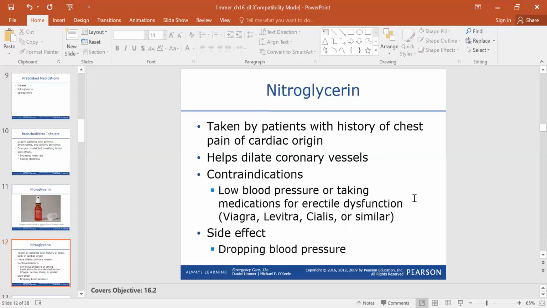So on top of that, why would you also not want to give your patient nitroglycerin if they take any one of these drugs right here? Viagra, Levitra, Cialis. Let me see, Drake. Why would you not want to give your patient nitroglycerin if they have taken any one of these drugs on the screen? Because those drugs do the same thing. They dilate vessels. Perfect. And you don't want to stack vasodilators on top of each other because the patient could crash.